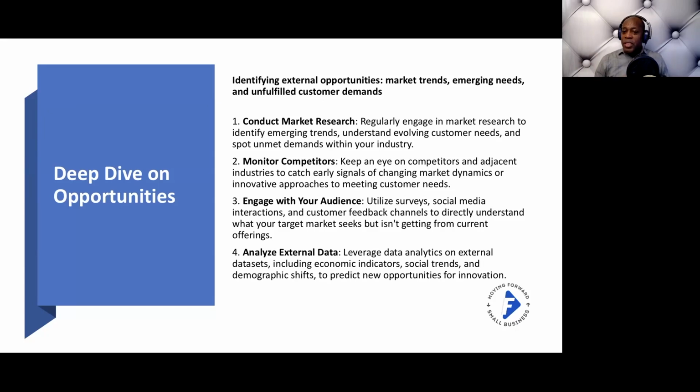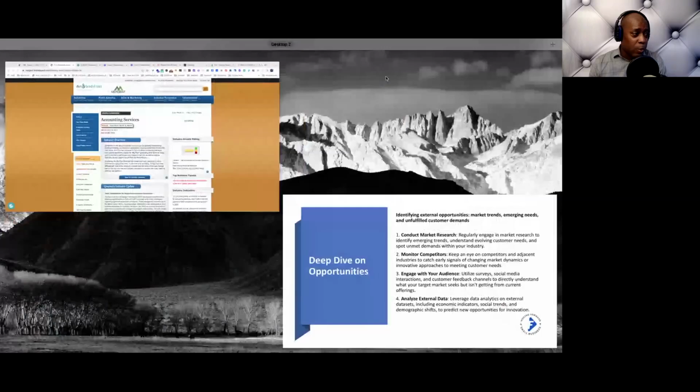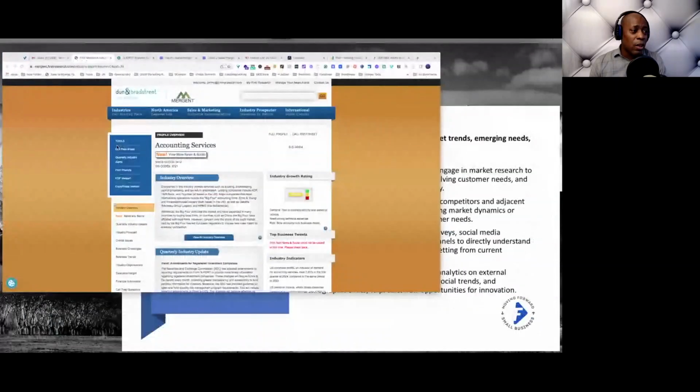Okay. And then you need to analyze external data. Leverage data analytics on external data sets, including economic indicators, social trends, and demographic shifts to predict new opportunities for innovation. So I'm actually going to go into a first tool because it's relevant specifically to this here. So this is a tool called Mergent.